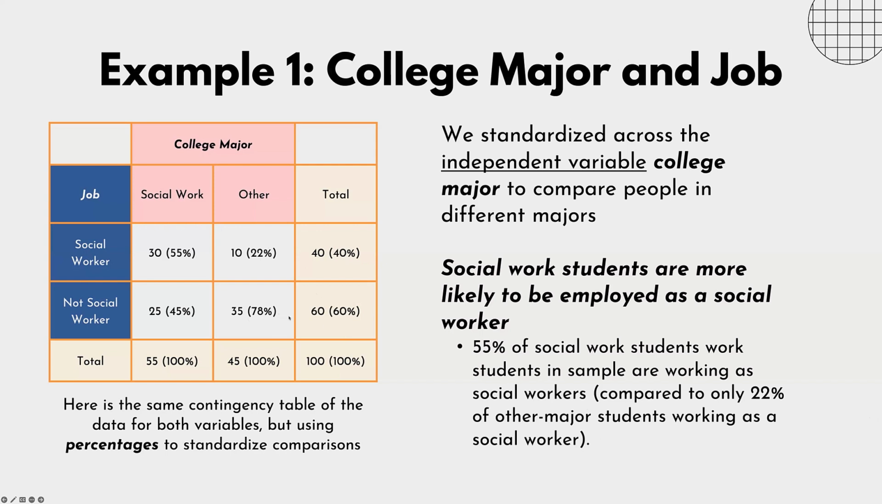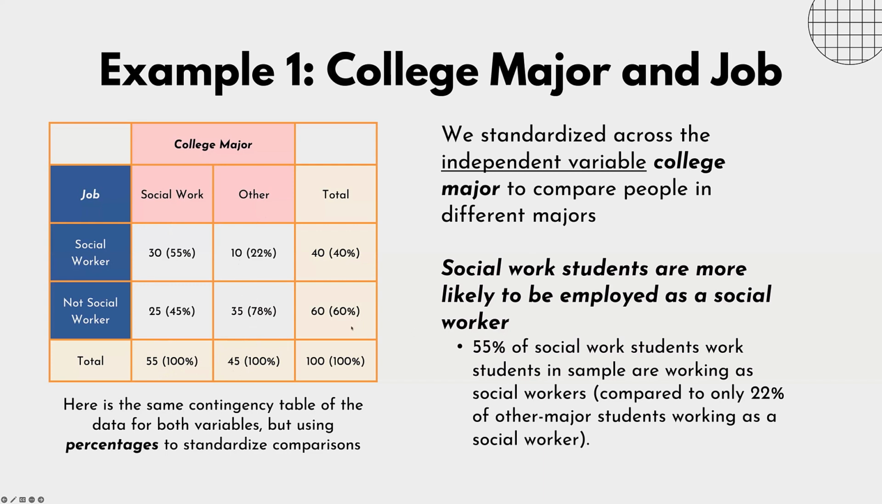We can also see that 78% of those who didn't go into social work were actually not working in social work. So standardizing has to do with just creating percentages. Here we standardized across our independent variable of college major. So we're saying, what is the total for college major? So 45 is the total for other, 55 is the total for social work. So we're saying 30 over 55 is 55%. 25 over 55 is 45%. Same thing for other. 10 over 45 is 22%. 35 over 45 is 78%.